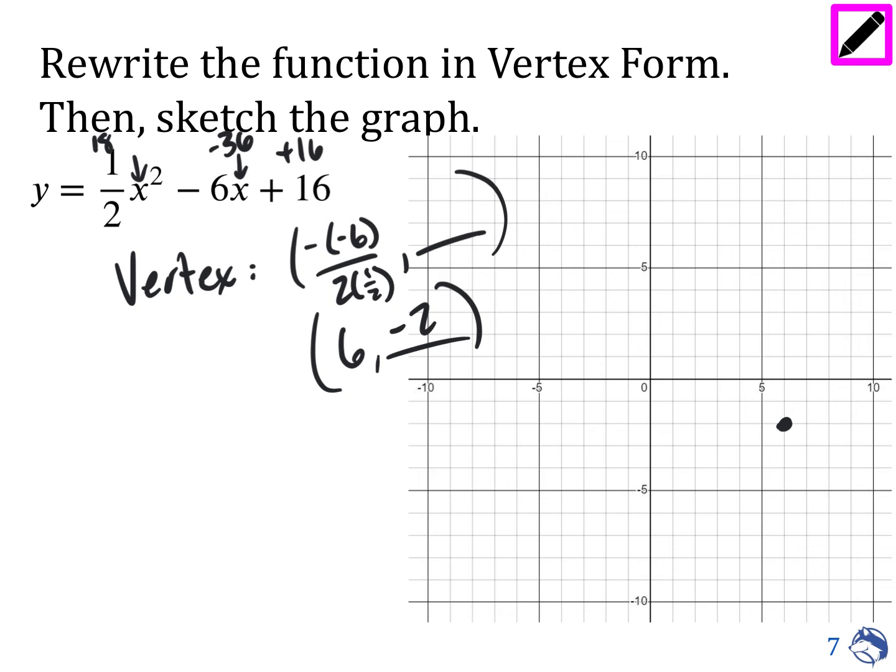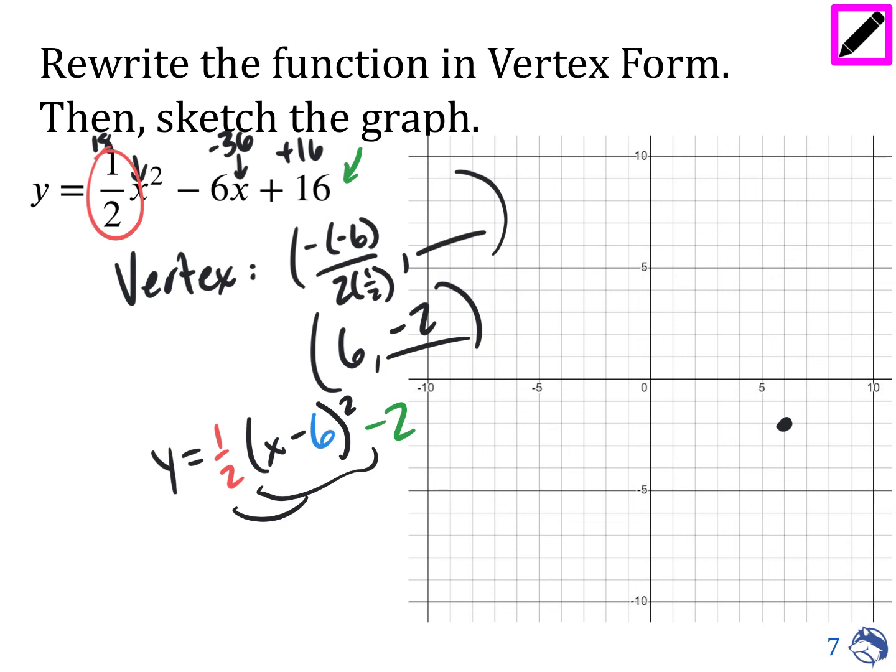I also know now that I can rewrite the function as y equals, a is 1/2, so I'm going to copy the 1/2, and then I'm just going to write x minus h, which is 6, squared, plus k, but k I know is negative 2, so I'm going to write minus 2 like that. So this is vertex form for the same parabola. And you can check this because you can multiply this out, distribute, and then combine like terms.